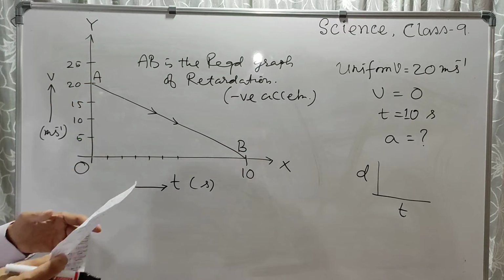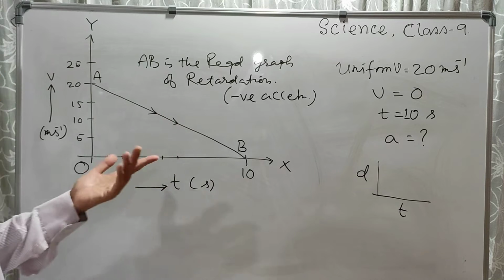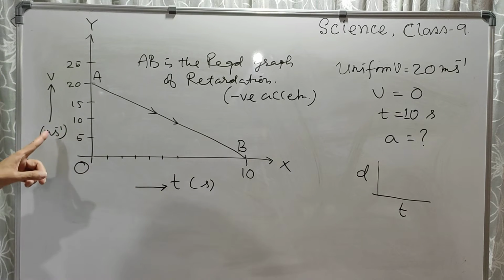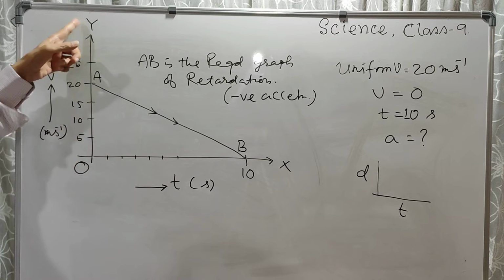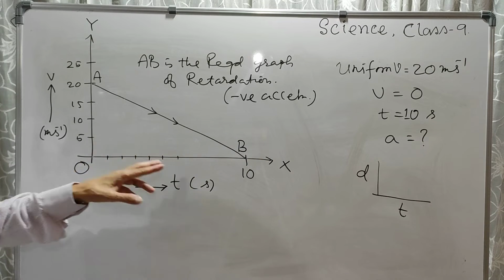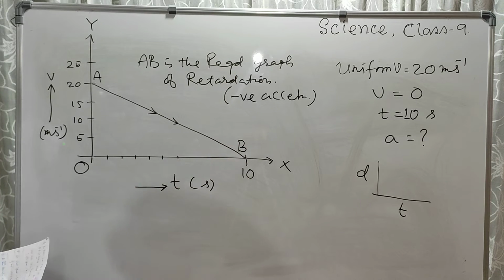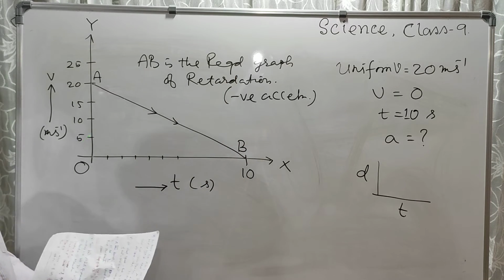So this is the answer. The question was, draw the velocity time graph. Draw the speed time graph. Speed time graph and velocity time graph mean the same thing. So on this side you take velocity along the y-axis, along the x-axis you take time in seconds. Then you make divisions. So this is the retardation graph. It is negative acceleration.